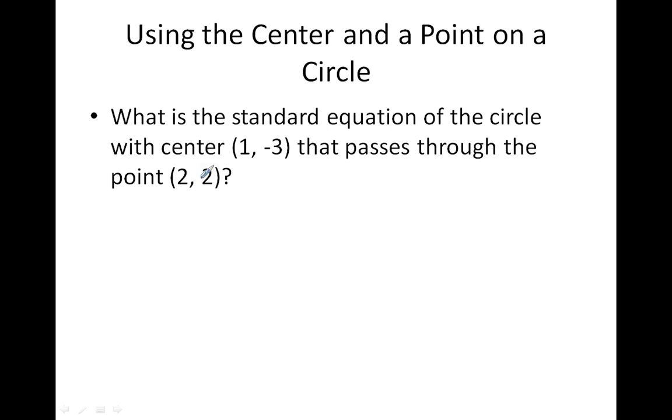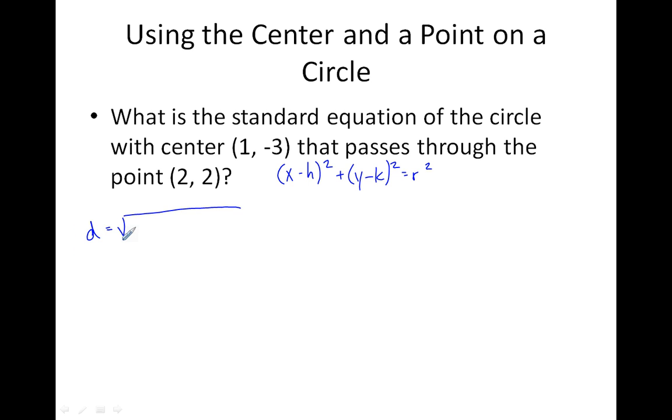Now what about, this is slightly different. It says, what is the standard equation of the circle with the center (1, -3) that passes through the point (2, 2)? So we still need our standard equation. So I'm going to go ahead and write that up here. But what are we missing? We're missing the radius. Well, we know the radius is the distance from the center to a point on the circle. Well, we're given a center and a point on the circle, so we're going to use the distance formula.